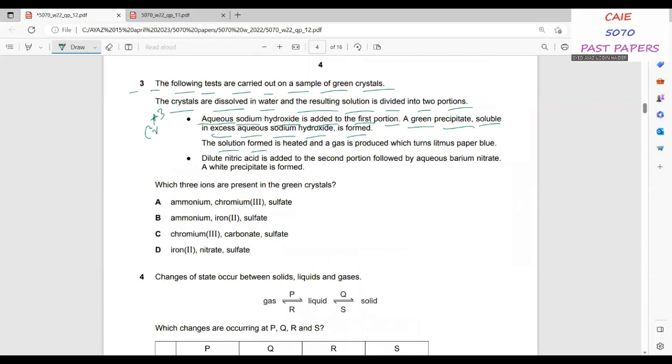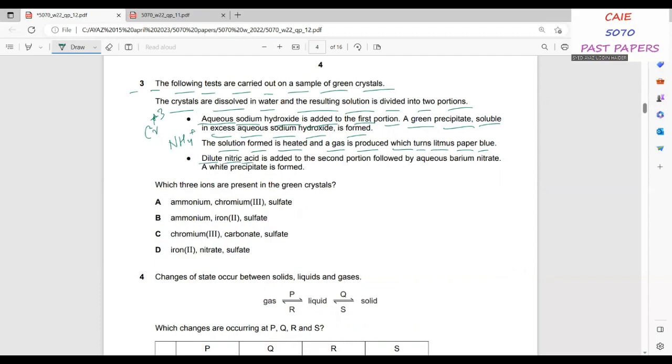The solution formed is heated and a gas is produced which turns litmus paper blue. Sodium hydroxide is an alkali. It will react with an ammonium salt to liberate a gas which turns red litmus paper blue. And for this, we have only one ion responsible, NH4⁺.